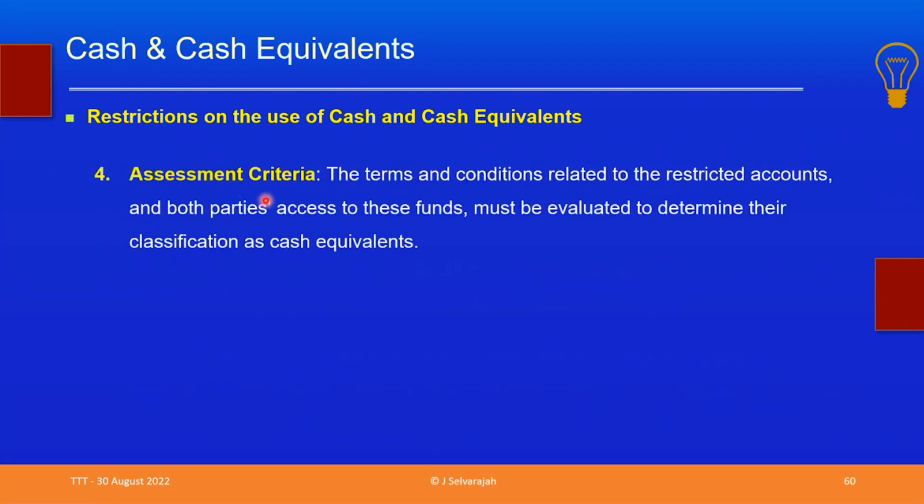Now, the assessment criteria. The terms and conditions referred to in the restricted accounts, and both parties' access to these funds, must be evaluated to determine whether it is classified as a cash equivalent.